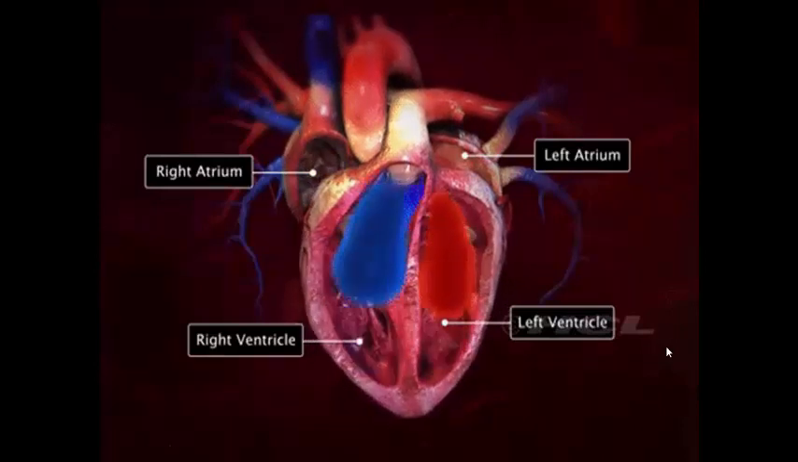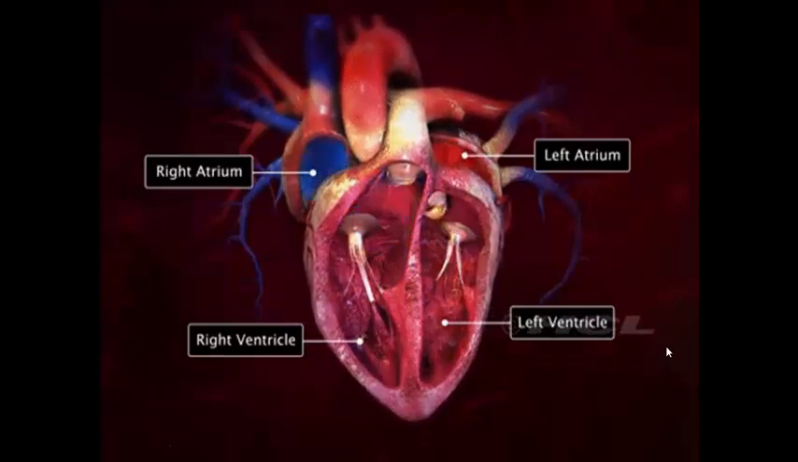During ventricular contraction or systole, the tricuspid valve in the right heart and the mitral valve in the left heart close, and the pulmonary and aortic valves open.